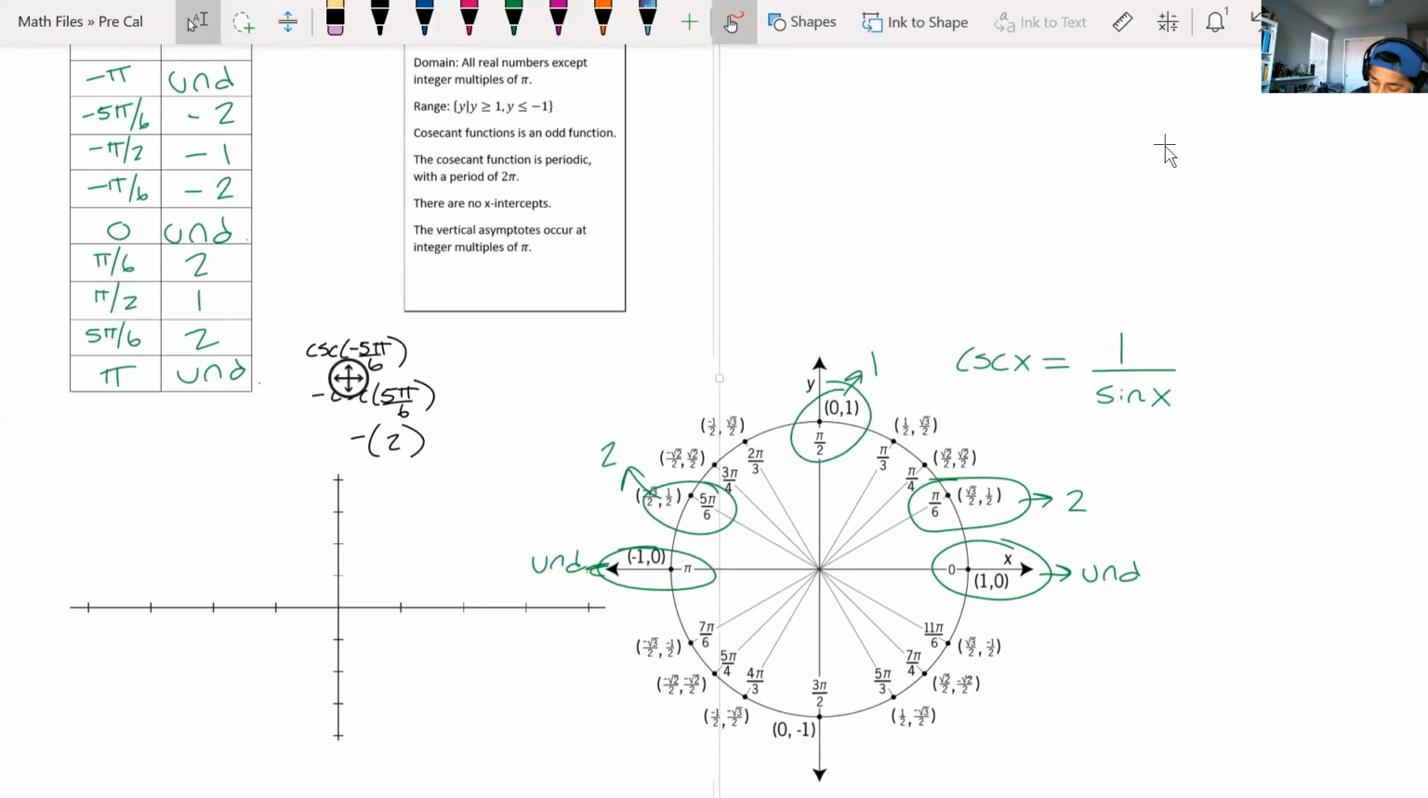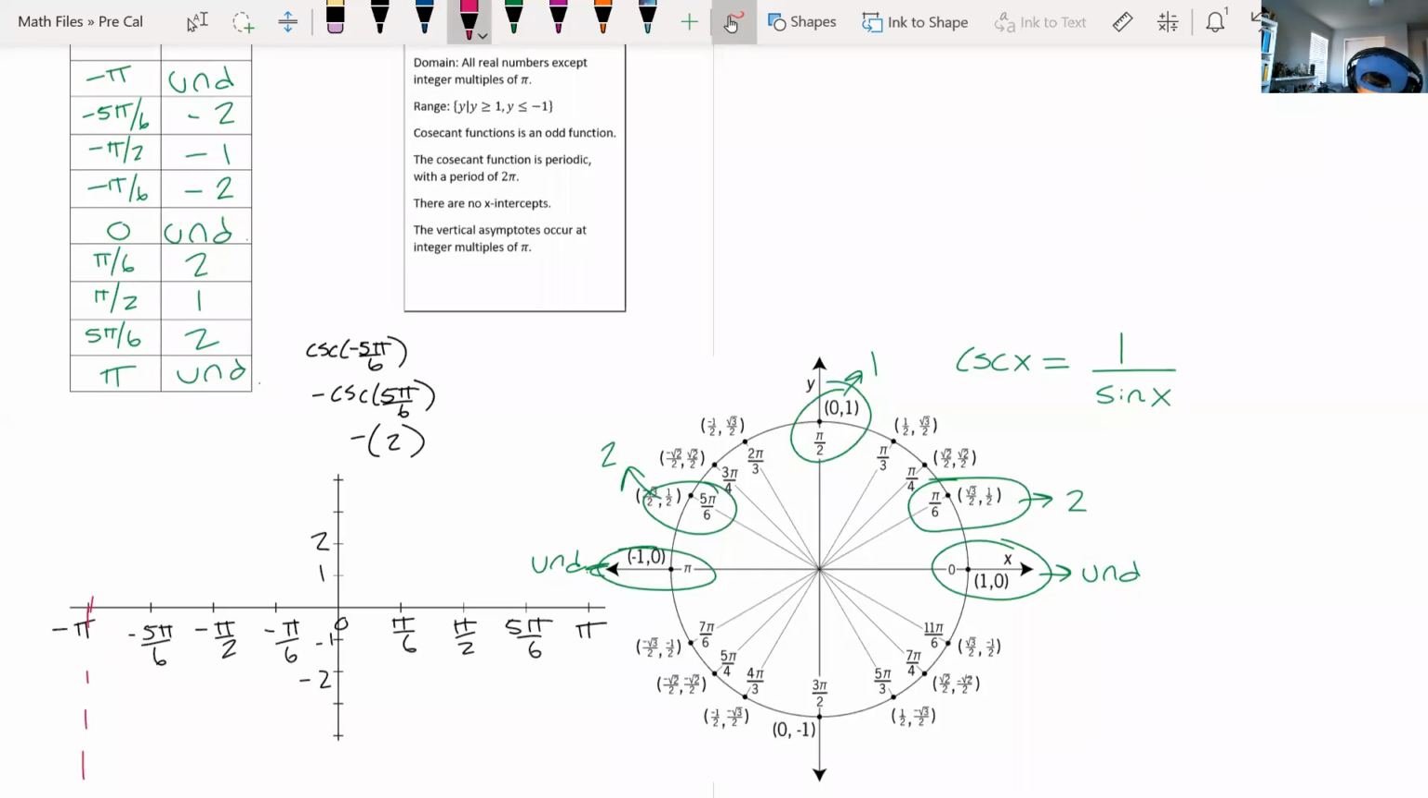Okay. Label. Negative pi. Negative 5 pi over 6. Negative pi over 2. Negative pi over 6. 0. Pi over 6. Pi over 2. 5 pi over 6. And pi. Highest we go is 2. And lowest we go is negative 2. Okay. I have vertical asymptotes at negative pi, 0, and pi.